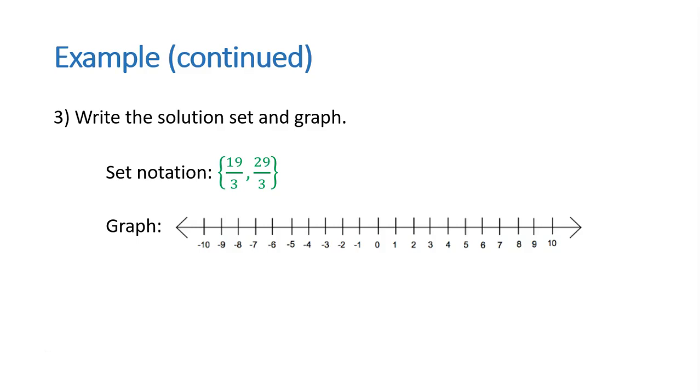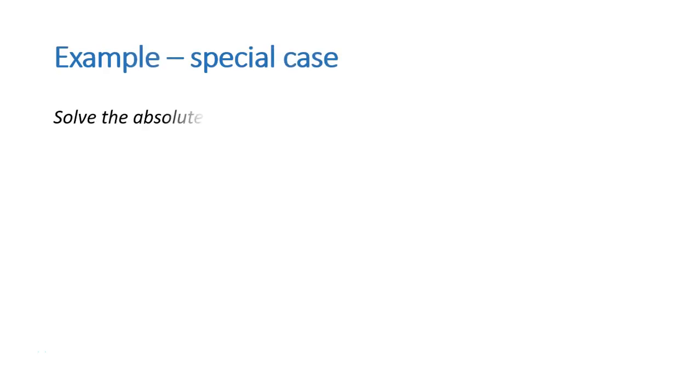What about 29 over 3? Well, 3 times 9 is 27, 3 times 10 is 30, okay? So 29 over 3 has got to be somewhere between 9 and 10. So we have something between 6 and 7, something between 9 and 10. Your graph doesn't have to be perfect, you just need to be between the correct units, and that's perfectly fine for a graph. Let's finish up our equations by looking at a couple of special cases.